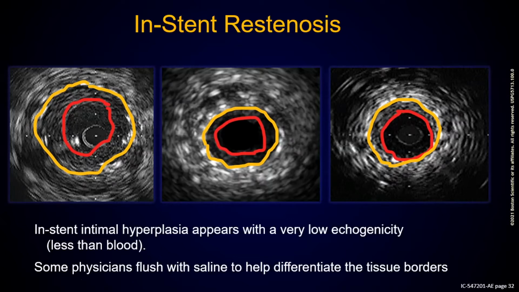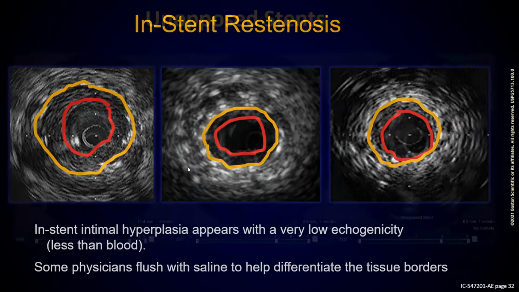I always say that the treatment of in-stent restenosis starts with imaging and finishes with imaging. So if you have a patient with in-stent restenosis, do not hesitate to image it, because you may be hiding some surprises. For example, underexpanded stents, unopposed stents, crushed stents, there are so many things. And usually intimal hyperplasia on IVUS appears with a very low echogenicity, which is less than the blood. Sometimes some physicians flush during that to actually make it more visible.